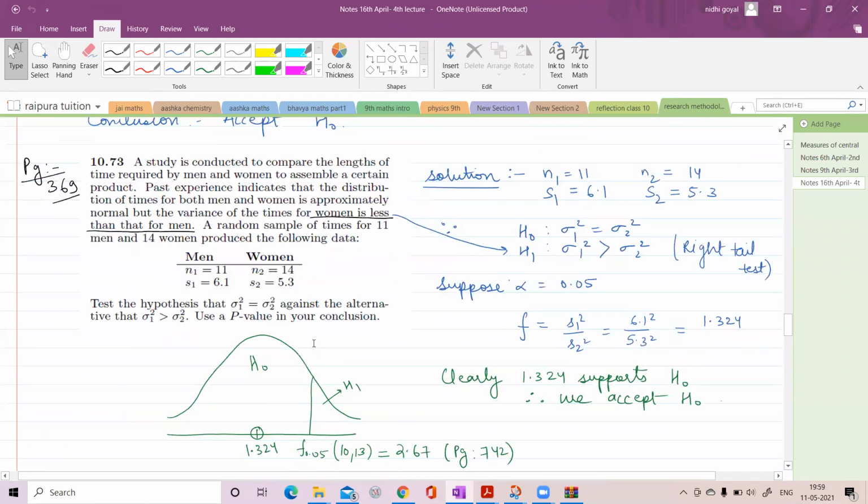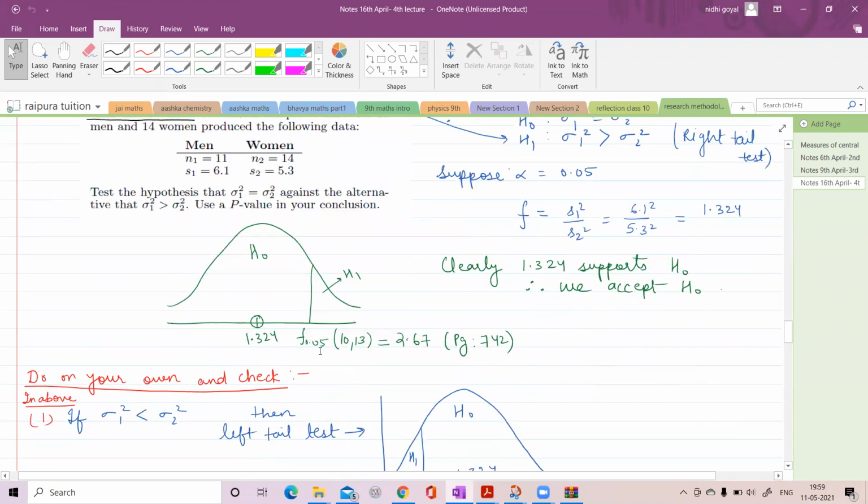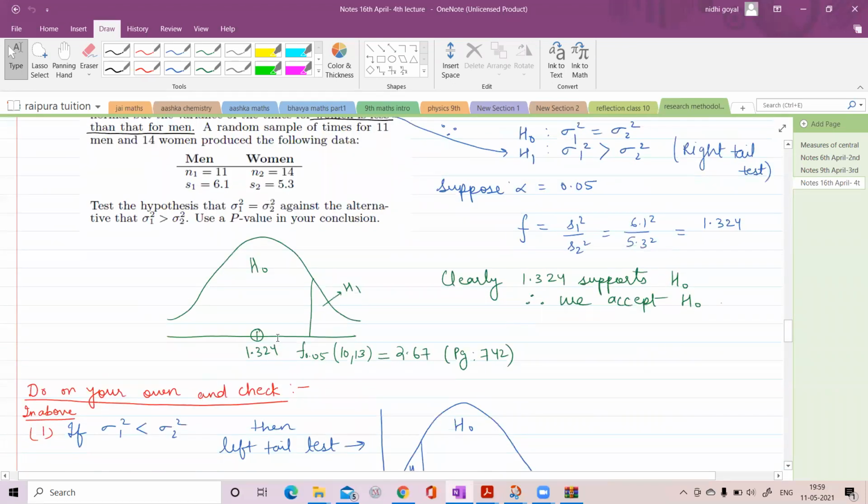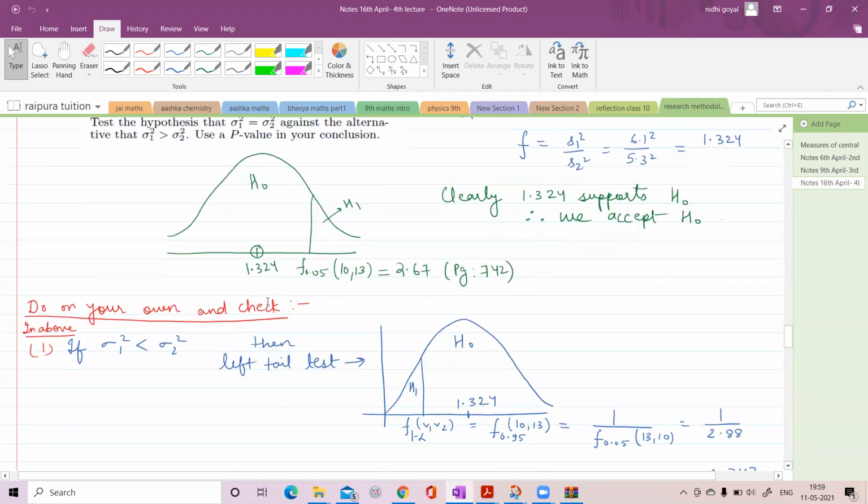So here we are using the value of alpha directly. We are not putting alpha by 2 here. So it will be 0.05 at 10, 13, where 10 is V1 and 13 is V2. This value can be calculated from page number 742, and our calculated value was 1.324. So this value supports H0, so we will accept H0.